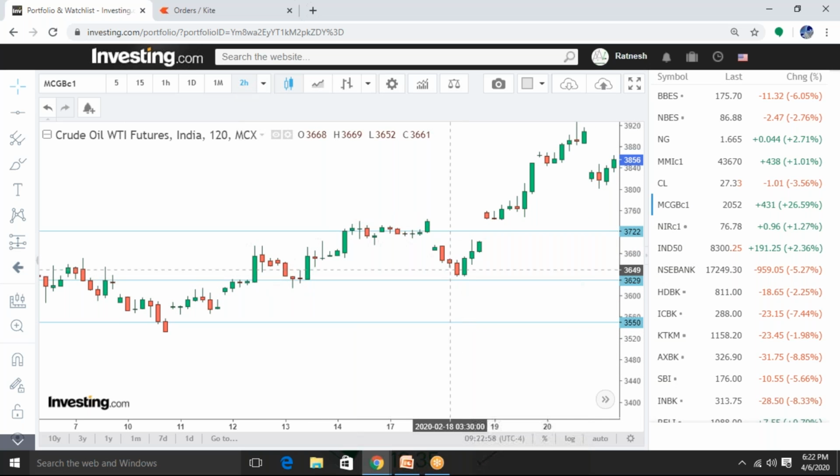And see this example. Clearly the market trend was up. The previous trend was up. So 2 candles, 4, 6, 8, 10, 12. So it is down. So you can consider it as engulfing.